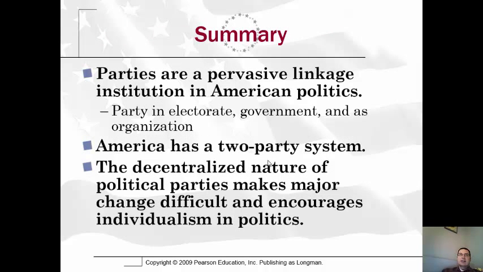So, parties link people together. They link people to politics. We have a two-party system, just to summarize. The decentralized nature of political parties makes major change difficult. Again, this is another separation of powers thing that Madison was trying to do in terms of factions, and it encourages a lot of individualism in politics.